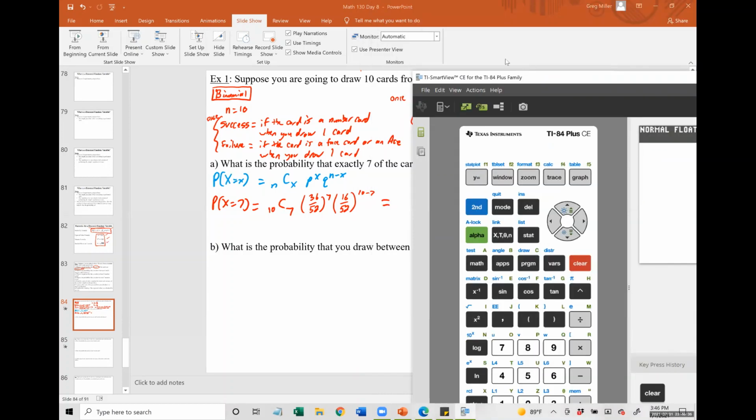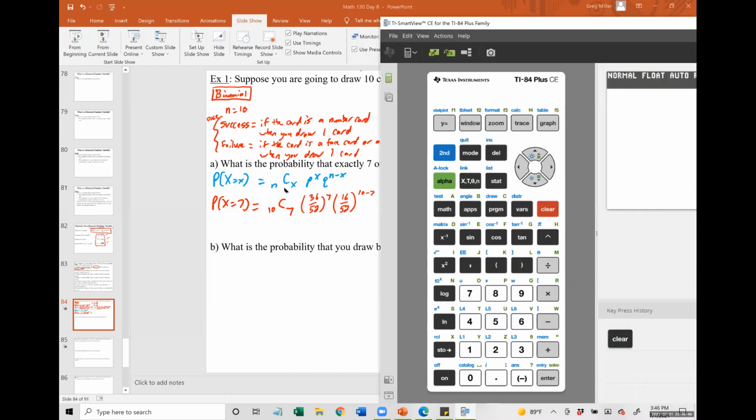Okay, so let's see how to type this in the calculator. First I'm going to type 10C7. This is the way you type it in the calculator. I'm only going to do one of these, so pay close attention and make sure you understand it. For 10C7, you first type 10. Then you have to find the C. On the calculator, here's where it is. You're going to push math.